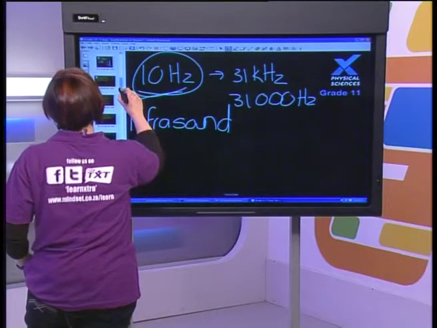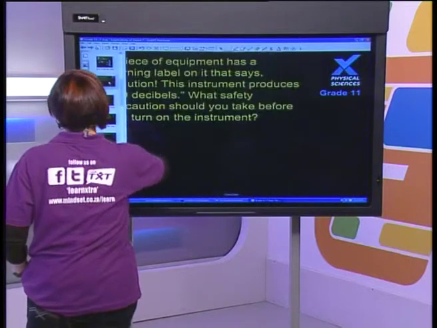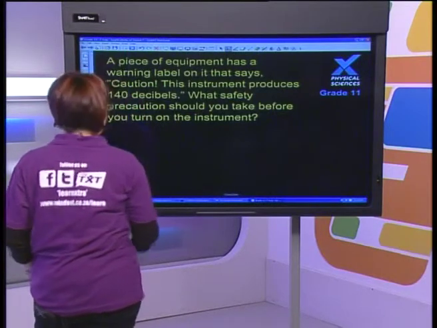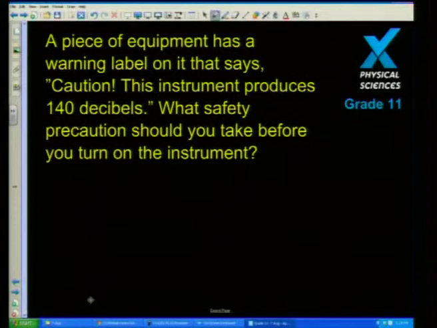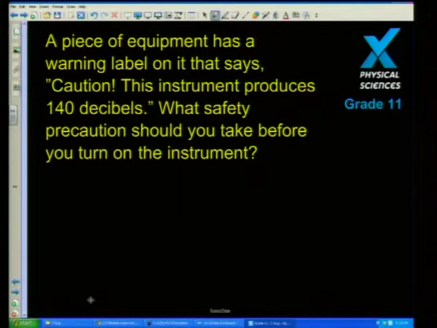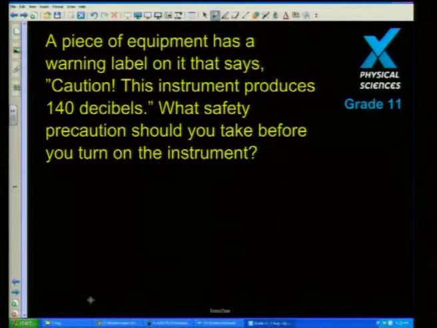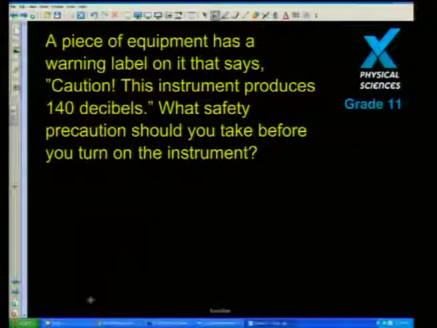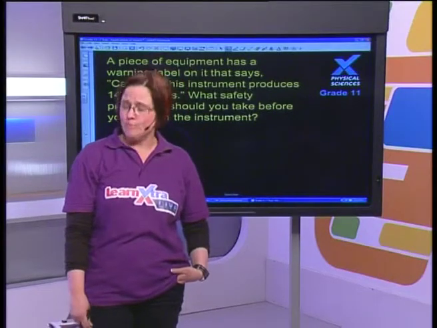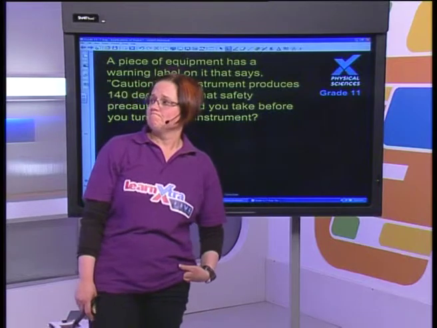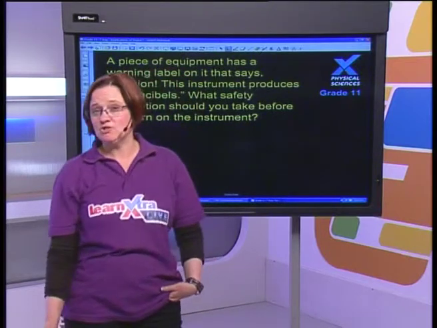So that brings us to this question. A piece of equipment has a warning label on it that says, "Caution, this instrument produces 140 decibels." What safety precaution should you take before turning on the instrument? 140 decibels can burst your eardrums very easily. Permanent damage, okay?